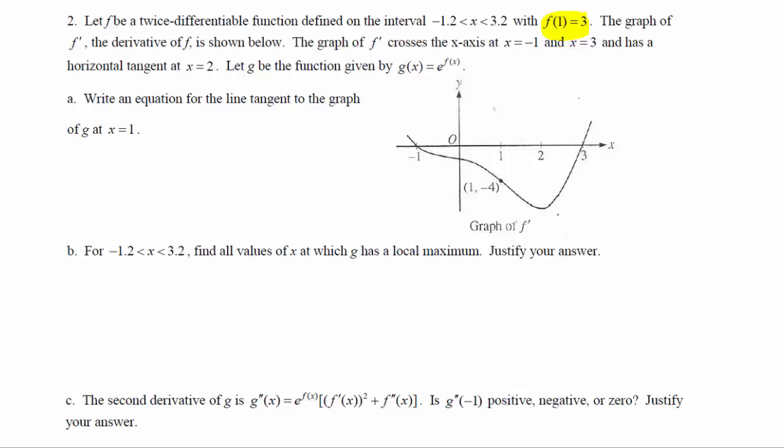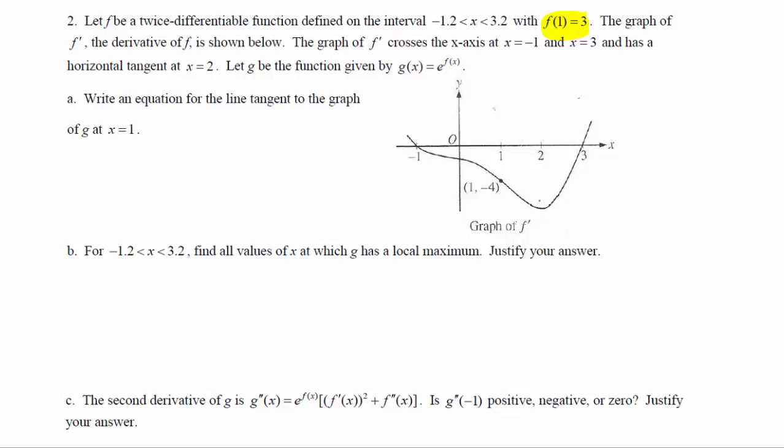So again, this is the graph of f prime, not f. The graph of f prime crosses the x-axis at -1 and 3. So you can see that on the graph, but they do often explicitly say it again. And has a horizontal tangent at x equals 2. So now you do also know that at x equals 2, there is a horizontal tangent.